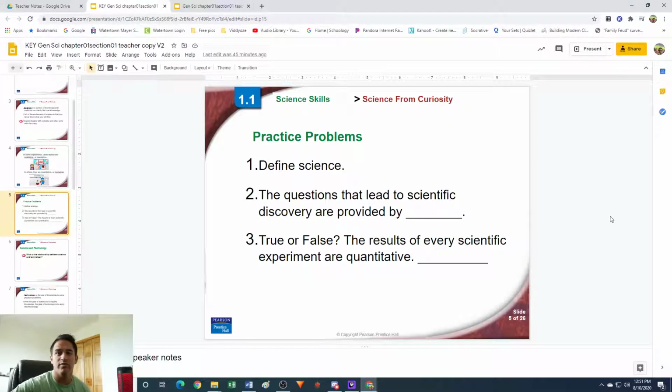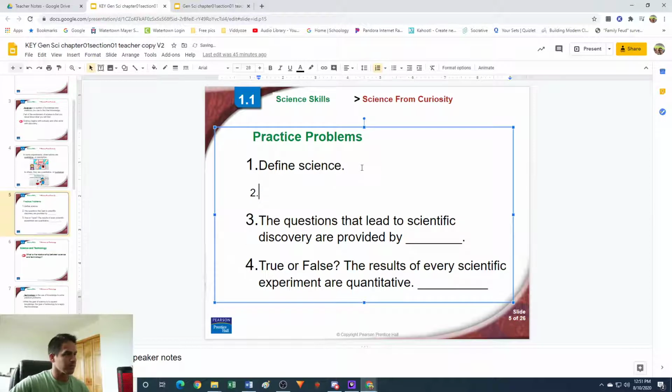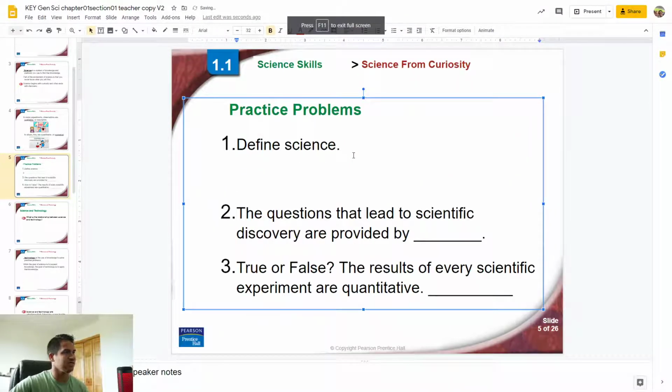In this video, we're going to be going over the practice problems in the chapter 1.1 notes on science skills. So here we go. Starting with number 1, it says define science.